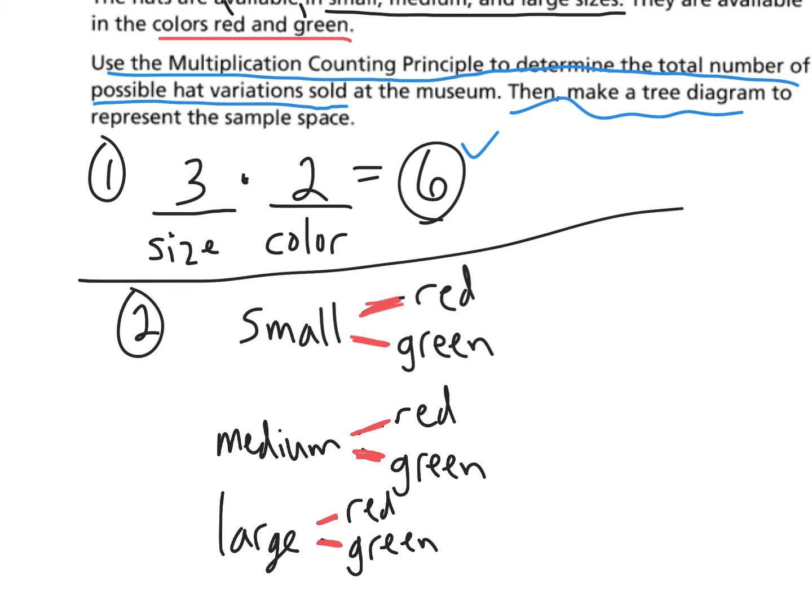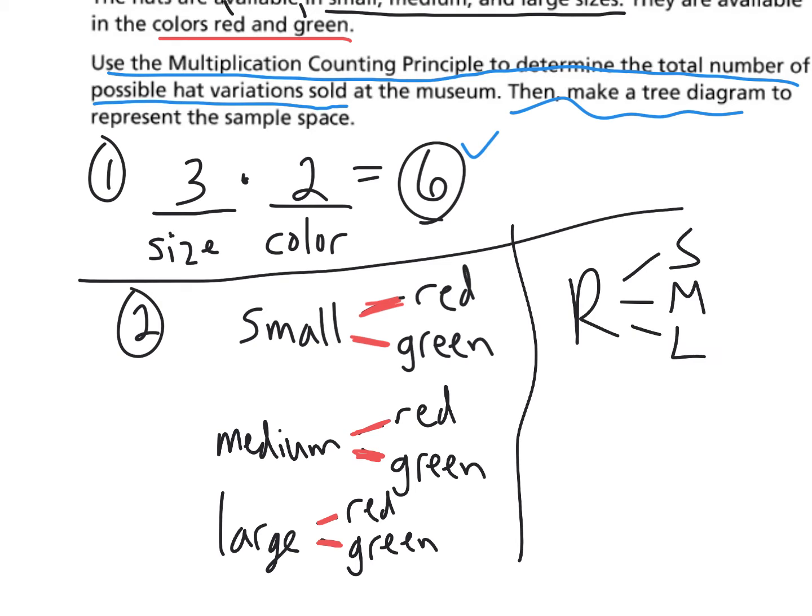Besides doing it this way, you could start with the color and then go to the size. Okay, so I would need to clarify my abbreviations, but just to quickly mention, we could say red could go to small or medium or large. Green could go to small or medium or large.